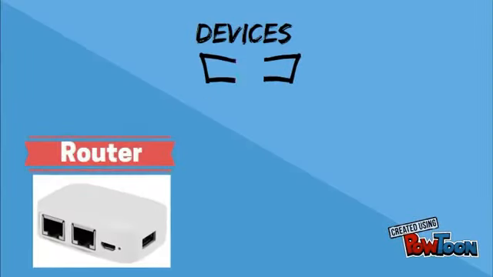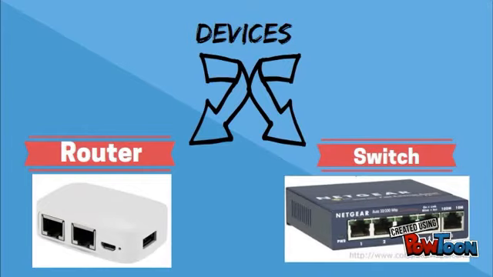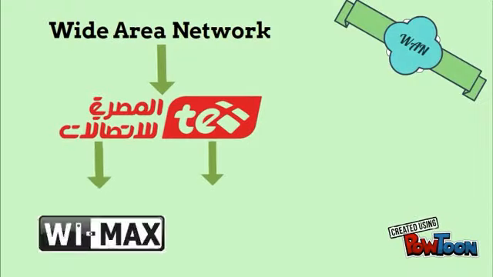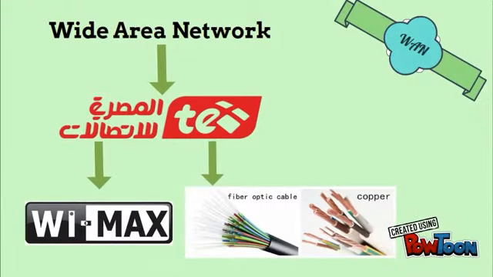The second topic that we will discuss is the types of devices. We have 2 types of devices, the router and the switch. The function of the router is to route the packets to its final destination. Router has 2 ports, one responsible for the WAN and the other is responsible for the LAN. WAN is a wide area network which connects telephone cables in homes to Telecom Egypt.